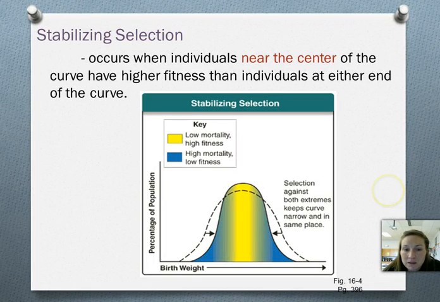Alright, now stabilizing selection. This occurs when individuals near the center or in the middle of the curve have a higher fitness than individuals at either end. So again, notice the key. You have low mortality, high fitness here in the middle. So it means low death, lots of reproduction in the middle. High mortality, low fitness is on the ends. And in this case, they're using an example of birth weight and percentage of population. So having low and high birth weight is not advantageous, right? It has high death rates, low fitness. But in the middle, an average birth weight, which makes sense to us, there is a high level of fitness and a high survival rate.